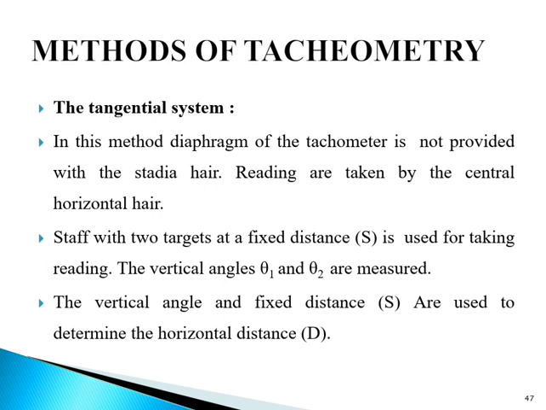Next is the tangential system. In this method, the diaphragm of the tachometer is not provided with the stadia hair. Readings are taken by the central horizontal hair. A staff with two targets at a fixed distance, say capital S, is used for taking readings. The vertical angles θ1 and θ2 are measured. The vertical angle and fixed distance S are used to determine the horizontal distance, say capital D.